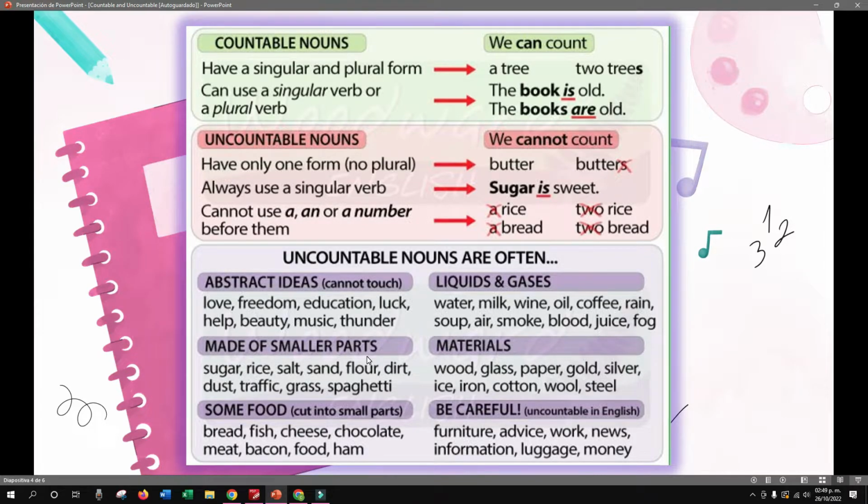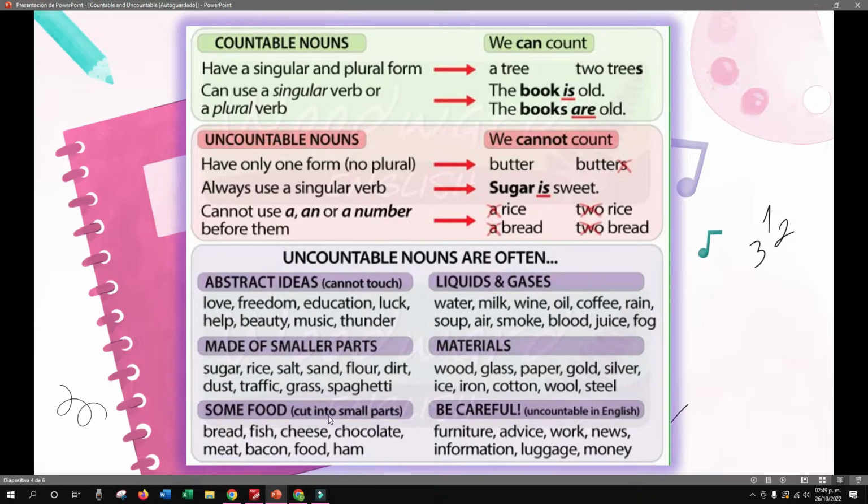Also made of smaller parts like sugar, rice, salt, sand, flour, dirt, dust, traffic, grass, spaghetti, right? Hecho de pequeñas partes, pero por ejemplo el azúcar son pequeños granitos de azúcar. Entonces usted no va a ir 1 azúcar, 2 azúcares, 3, etcétera, ¿verdad? Simplemente ustedes pueden contar el azúcar, 1 libra de azúcar, 1 bolsa de azúcar, 1 saco de azúcar, ¿verdad? Pero no pueden contarlo de 1, 2, 3, ¿verdad? Igual pasa con el arroz, la sal, ¿verdad? La arena del mar tampoco puede contarse. Entonces, made of smaller parts, they will be uncountable nouns.